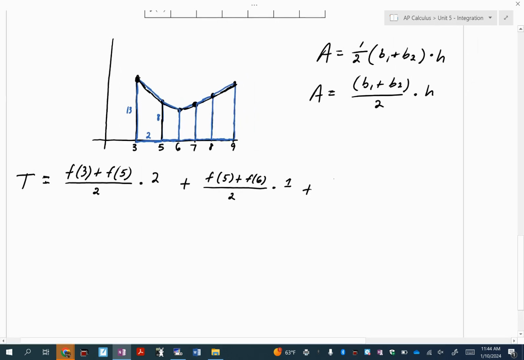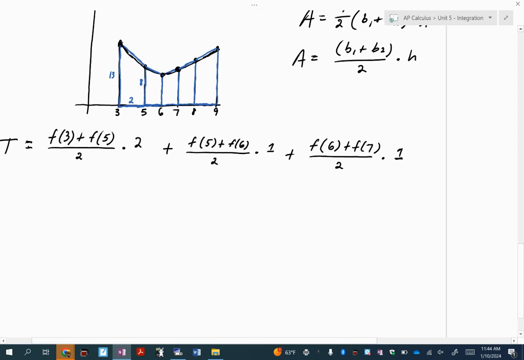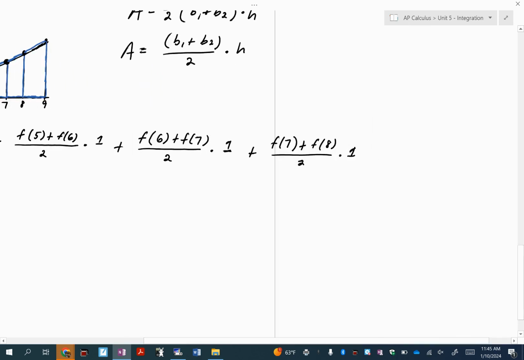Plus f of 6 plus f of 7 over 2 times 1. If you run out of room, I've run out of room. I'm going to keep going because I can, but you don't have infinite space. If you run out of room, just go to the next line. Totally fine. Plus f of 7 plus f of 8 over 2 times 1. Just go to the next line.